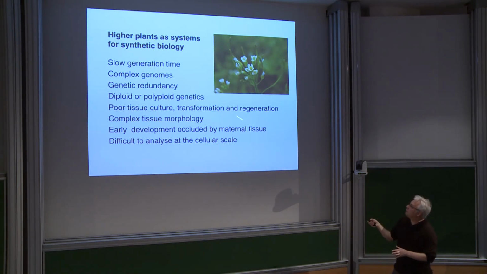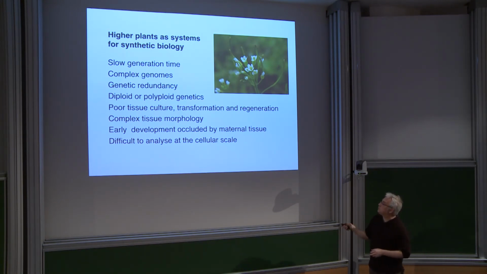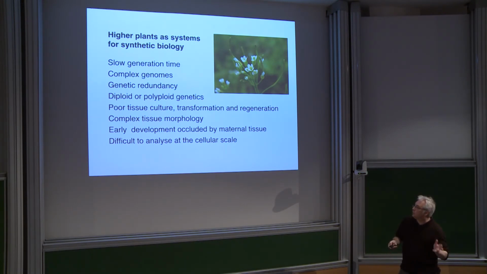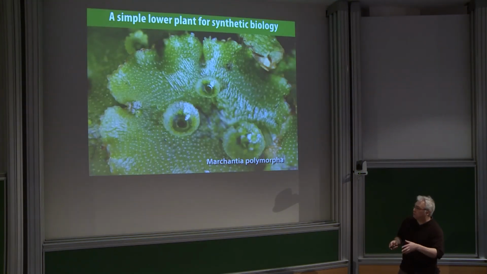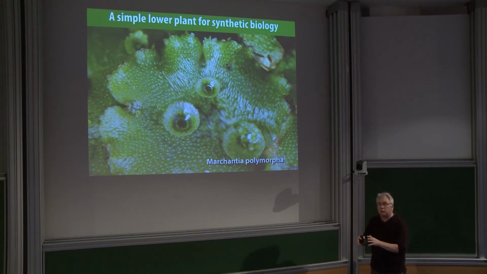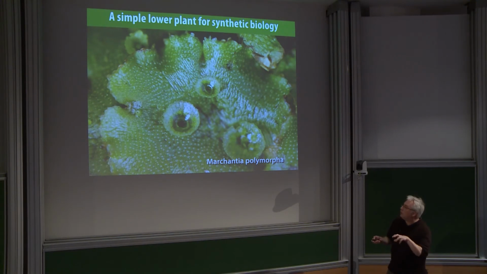And of course, if you think about plants, you've got issues here. Plants are slow, the generation times are slow, they've got complex genomes, there's often a lot of redundancy in systems, they've got diploid or polyploid genetics, tissue culture and regeneration is quite slow and difficult, and they have complex tissue morphologies, which makes it really quite difficult to look at early simple stages, and they're quite difficult to analyze at the cellular scale. So one of the themes of our work, and I think it's true of the microbial work as well, is that we're interested in simpler processes, almost to the exclusion of anything else. We'll go for simple biological systems where we can get direct measurements.